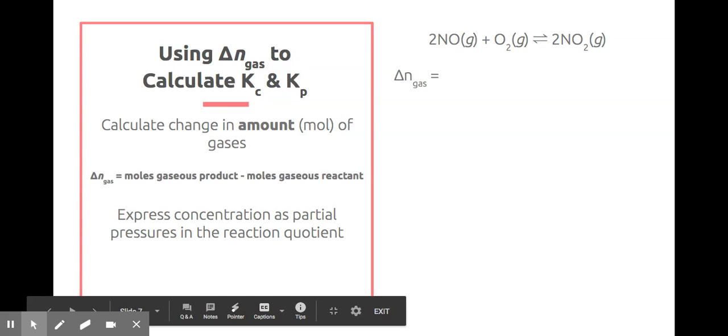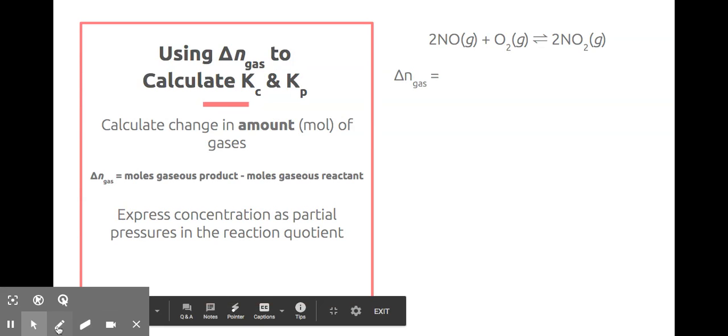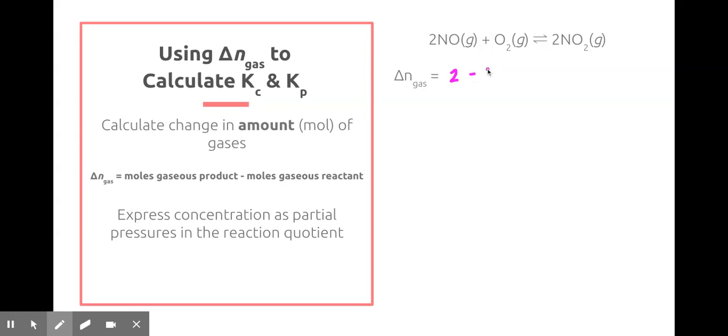So, as I've said for several slides now, let's get into the actual derivation. Our first step is going to be to identify our delta n, or our change in the amount of gases. So, we're going to look over here. We see that we've got 2 moles of gases in our products. Subtract from that the sum of the moles of gases in our reactants. We've got 2 here. Remember, when we don't see a coefficient, that doesn't mean a coefficient of 0, that means a coefficient of 1. So 2 minus 3 is going to be negative 1.